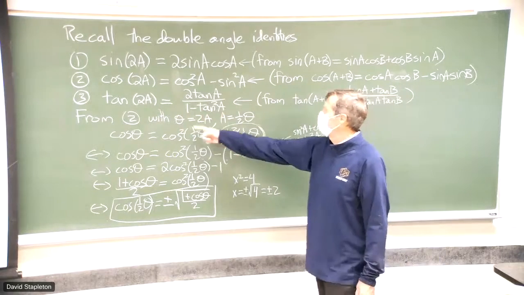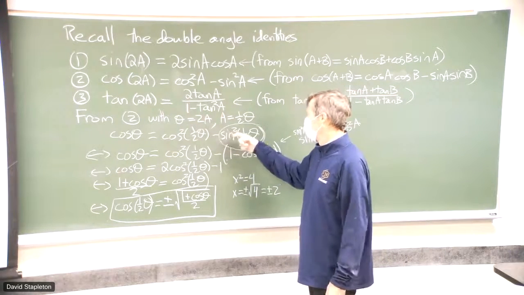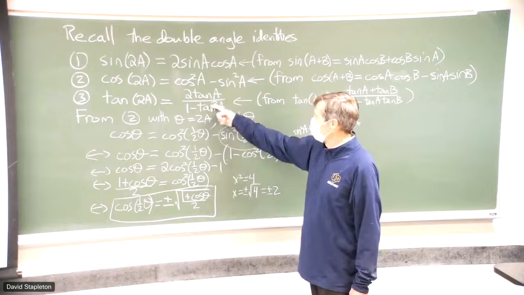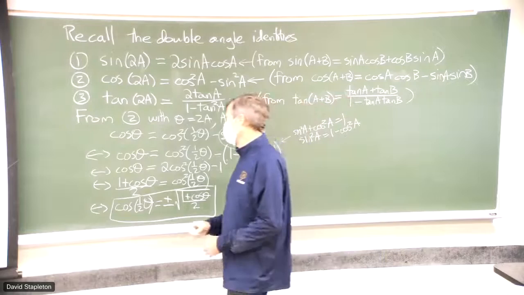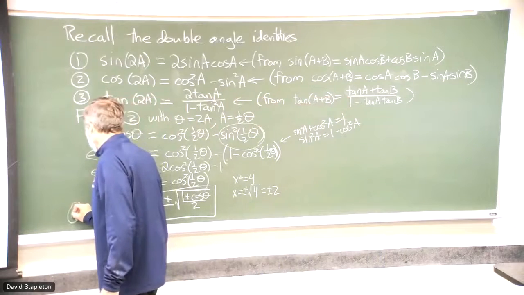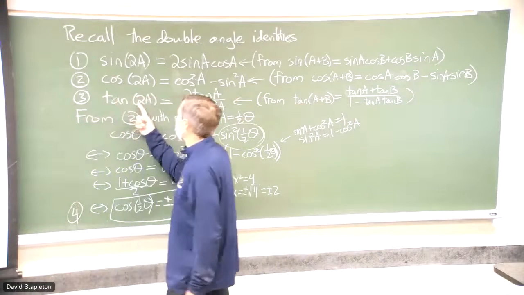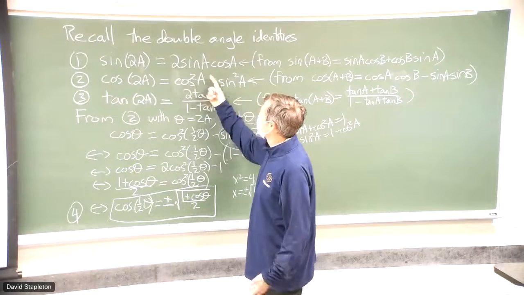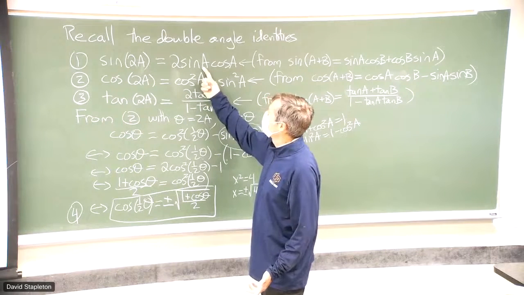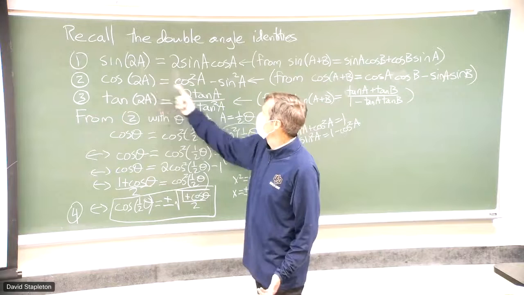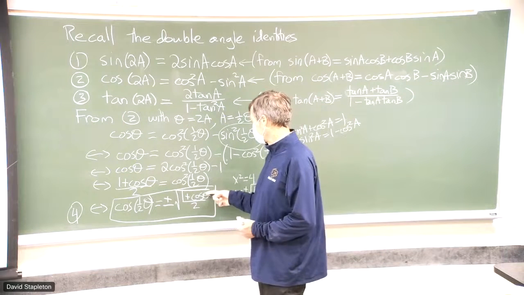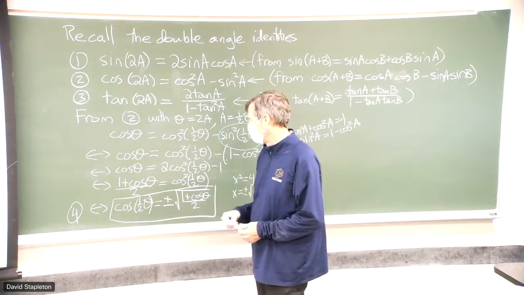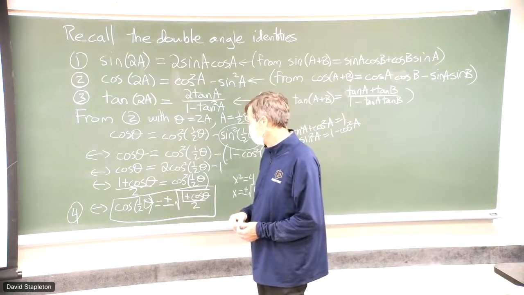By putting theta equals 2a in the double angle identity, I derived a half angle identity for cosine, right? So we can call this equation 4. 1, 2, and 3 are double angle identities. Given the sine and cosine of an angle A, you can figure out the sine, cosine, and tangent of twice A. This one, given the cosine of an angle theta, you can figure out the cosine of 1/2 of theta, right?